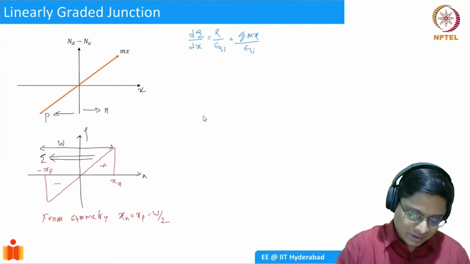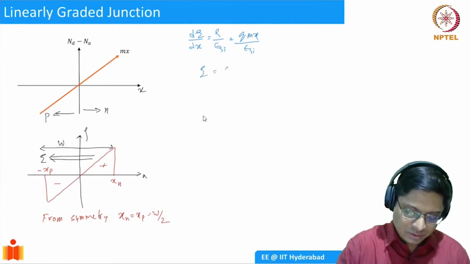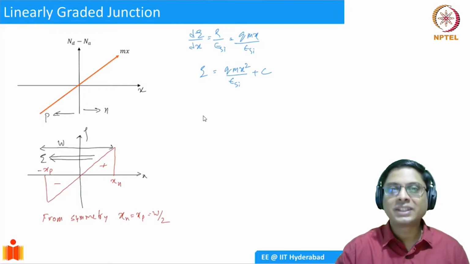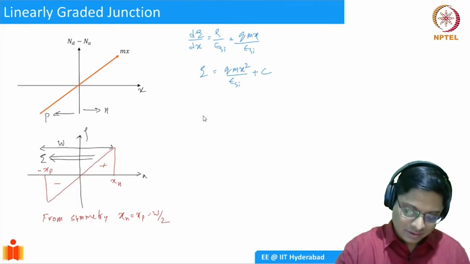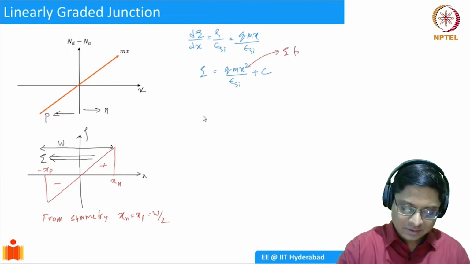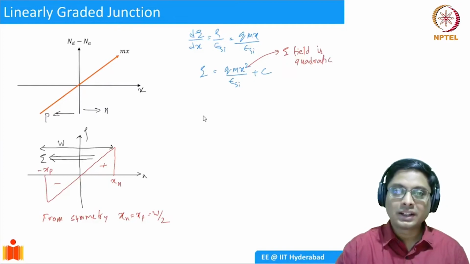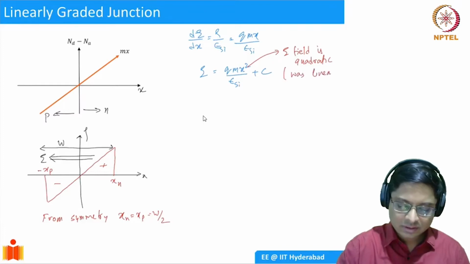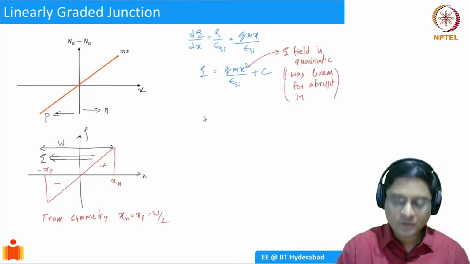And so you can integrate this, and quickly you get E equal to Qmx square divided by epsilon silicon plus C. So note, this is an important difference from the abrupt junction. Here, the E field is quadratic. In the abrupt junction case, it was linear, because there you had a uniform doping. But now it is quadratic.